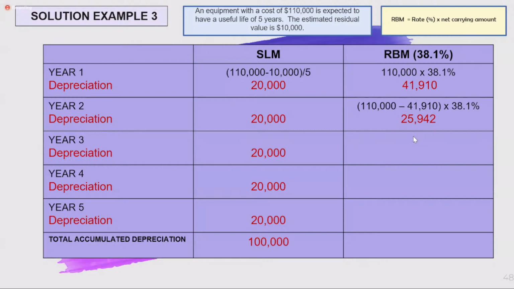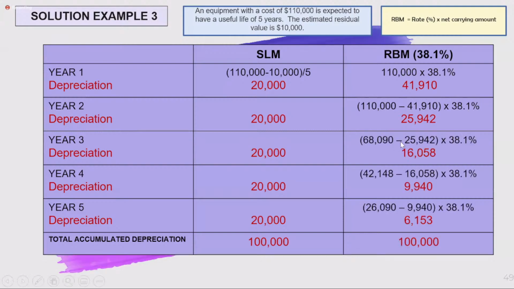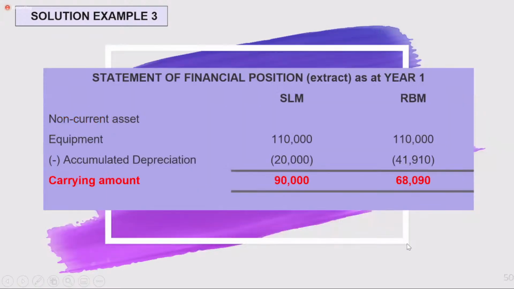All right. Next part will be the third year. It will be the net carrying amount. So ambil ni, tolak dengan 25. And it remains, and the total here will be 100,000. This will be the depreciable amount. Right? Okay. Next. So for the first year, statement of financial position.